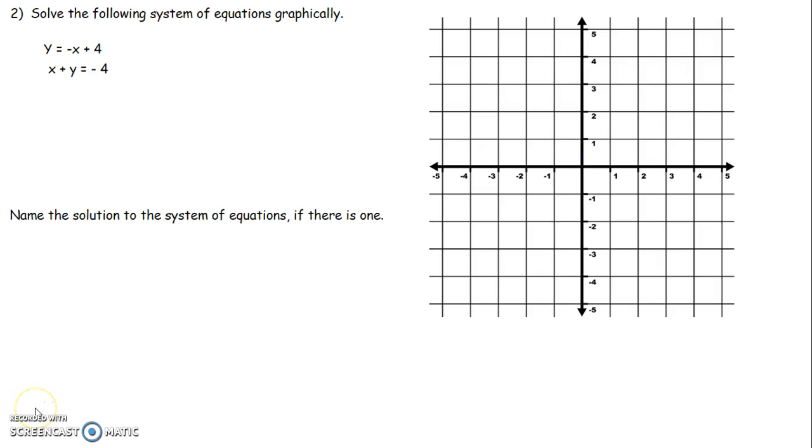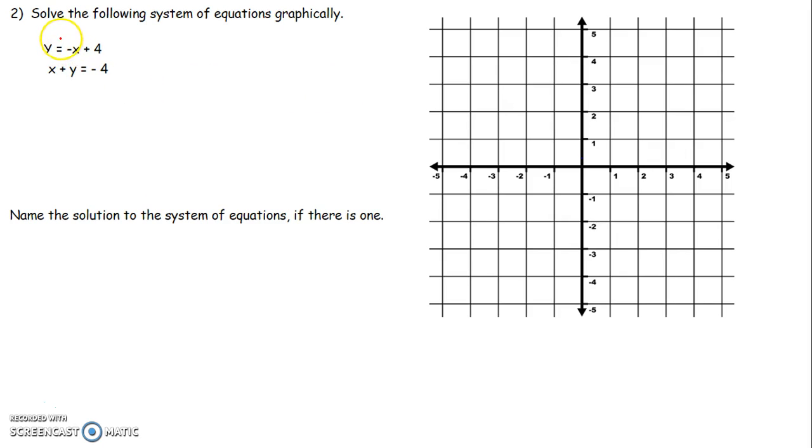Eighth graders, this is to help you prepare for the second extended response question on Friday's test. The second question will look pretty much exactly like this, just with some different numbers. So let's go ahead and solve this system of equations graphically.